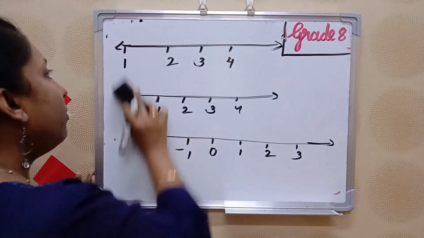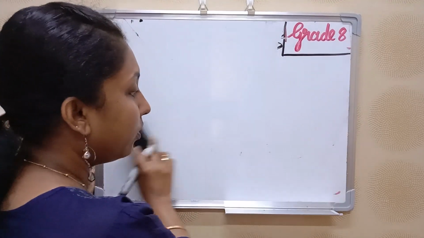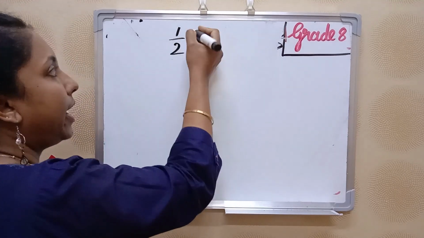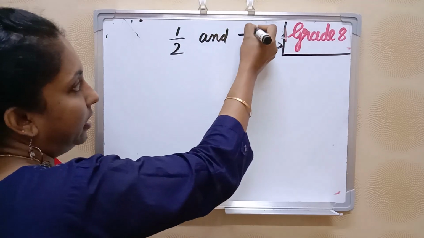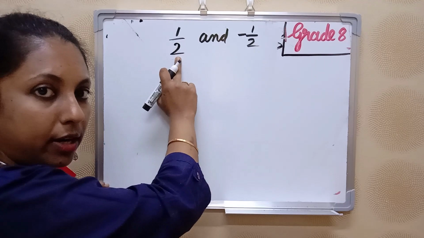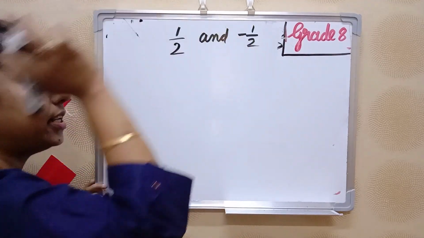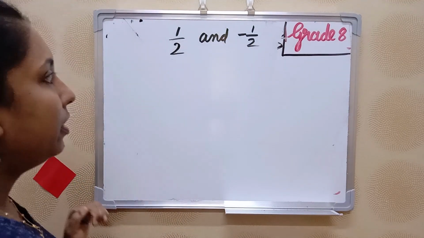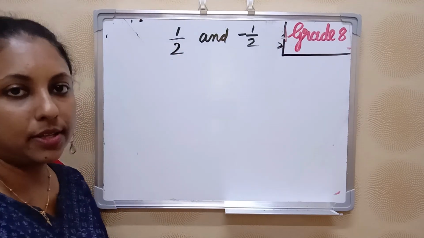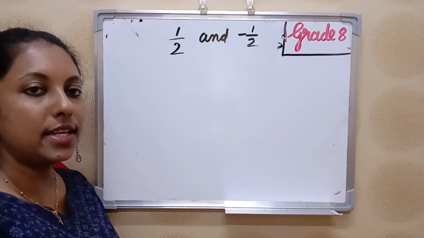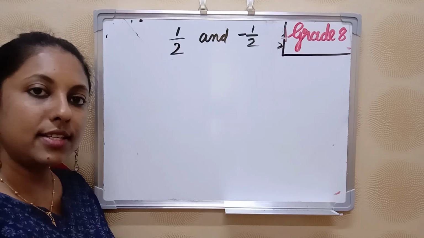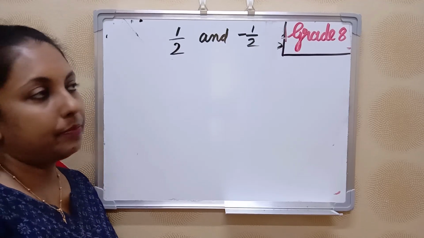Next is how we can represent a rational number on the number line. That is, 1 by 2 and negative 1 by 2. Negative 1 by 2 is the additive inverse of 1 by 2, and 1 by 2 is the additive inverse of negative 1 by 2. Now, there are two types of rational numbers: one where the numerator is less than the denominator, and the other where the numerator is greater than the denominator.